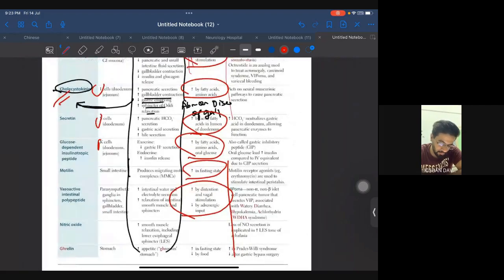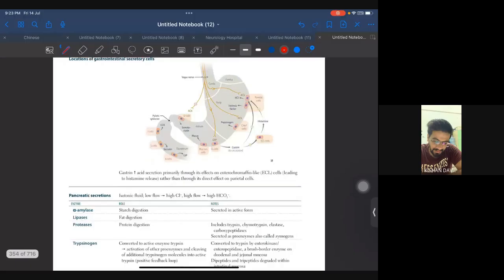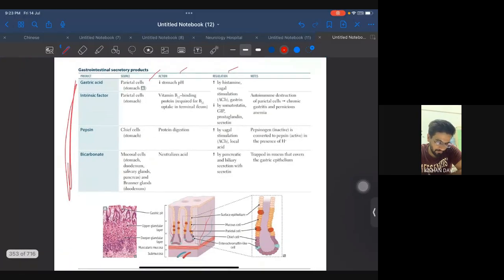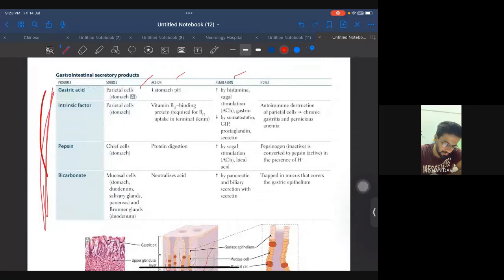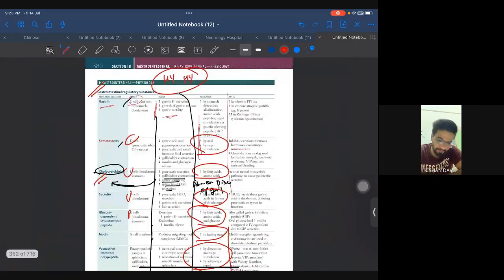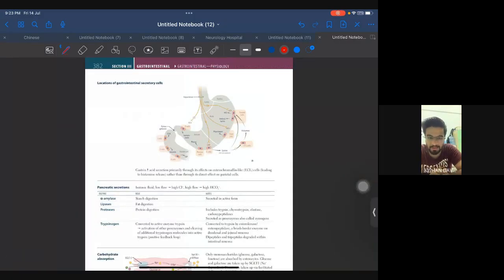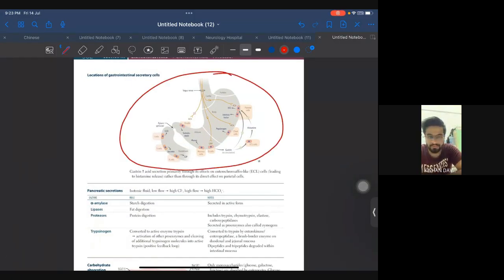So let's now move towards other locations of gastrointestinal secretory cells. Before that, the gastrointestinal secretory products is also there. Here they won't focus more, so just give it a read. Just remember what cells are secreting what. That's it, they won't ask more over here. Whatever they want, they will be focusing on this page only. They won't focus on this page, so you can avoid it. This is the summary of all the cells they have given.